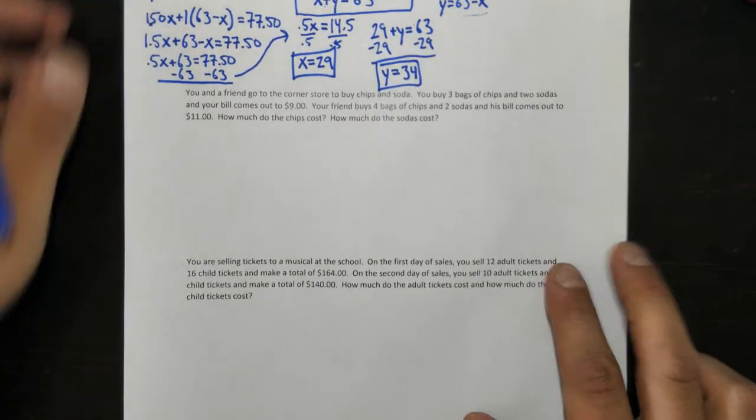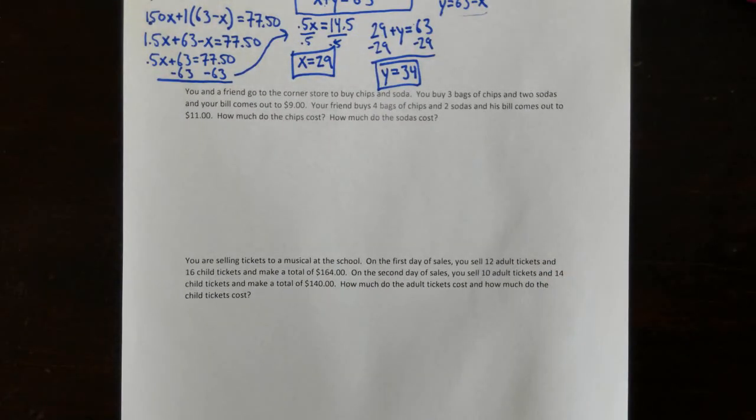So this one's saying you and a friend go to the corner store to buy chips and soda. You buy 3 bags of chips and 2 sodas, and your bill comes out to $9. Your friend buys 4 bags of chips and 2 sodas, and his bill comes out to $11. How much do the chips cost, and how much do the sodas cost?